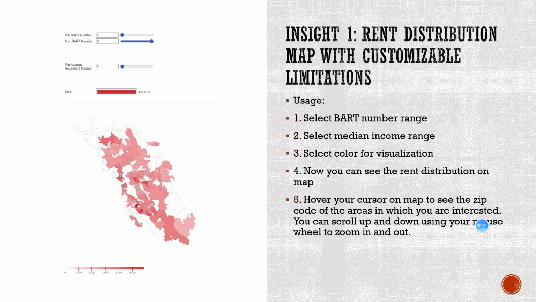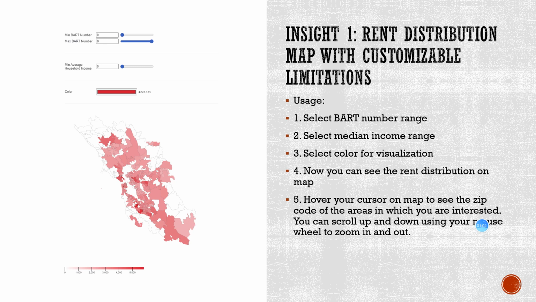with customizable limitations. The basic idea you can see in the picture on the left: there will be a filter at the top and a map visualization at the bottom. The color here represents the rent distribution in the Bay Area by zip code. The deeper the color is, the higher the rent is in the specific zip area.